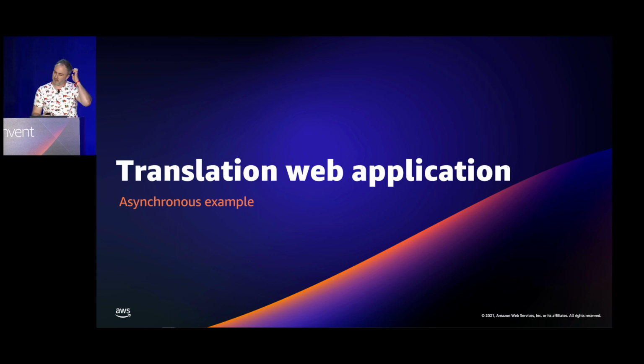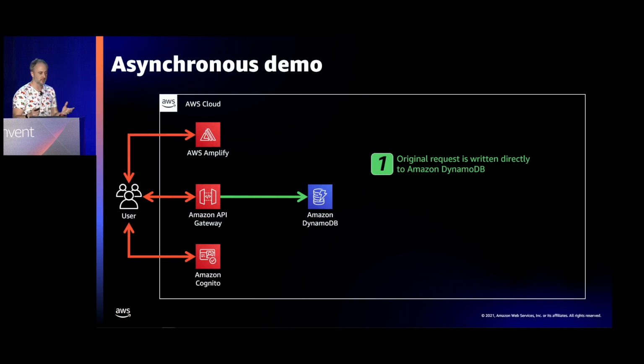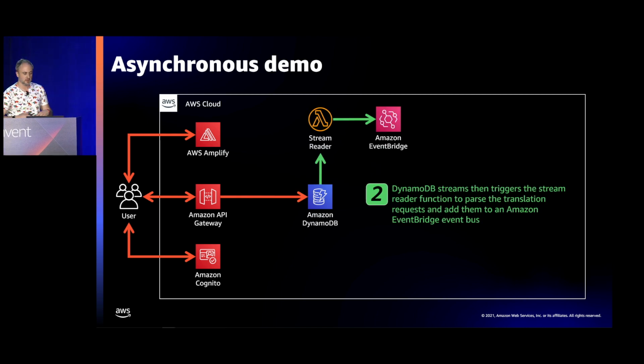So if we implement this asynchronously, it will look like this. We start with API Gateway, and then we store first, process after. So we go from API Gateway directly into a DynamoDB table. Then from DynamoDB, we use a DynamoDB stream to pass that data to a stream reader, a Lambda function. That Lambda function then puts events on our Amazon EventBridge.